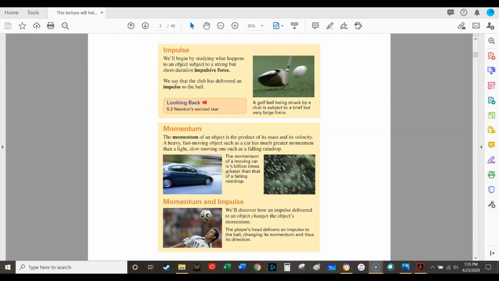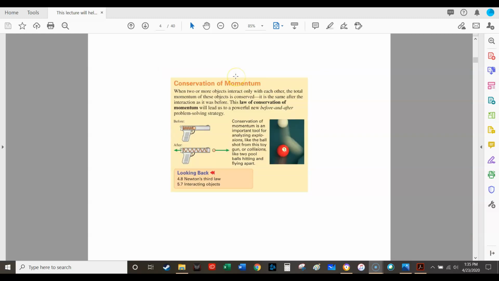So here are some ideas of what impulse is and what momentum is. We're going to get into that, but please read this in your PDF. And what is conservation of momentum?